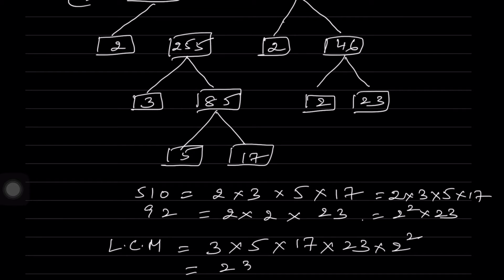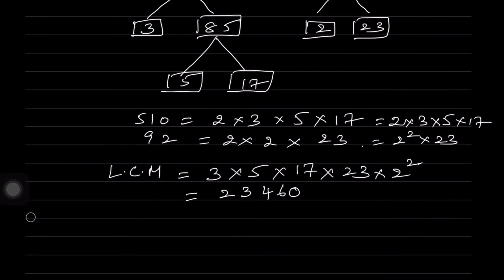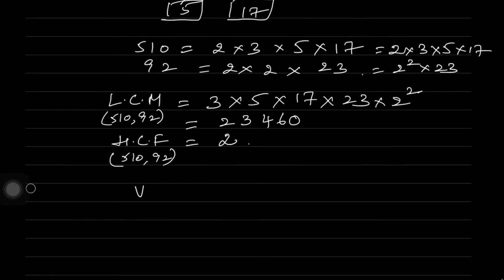92 is equal to 2 square into 23. So LCM of both of them is equal to 3 into 5 into 17 into 23 into 2 square, which is equal to 23460, and HCF is equal to the common factor in both of them. Which number is common in both of them? It is 2. So therefore HCF is 2.